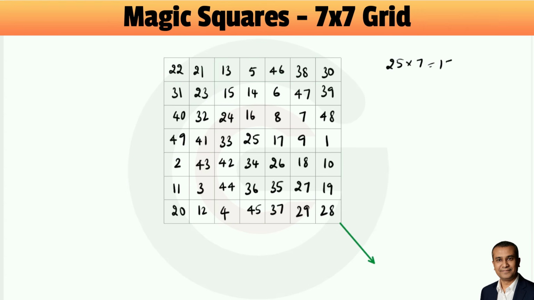So for this magic square of 7 by 7 grid, the magic constant would be 25 into 7, which is 175. Here the 25 is in the center of the grid. So therefore 175 is the magic constant.